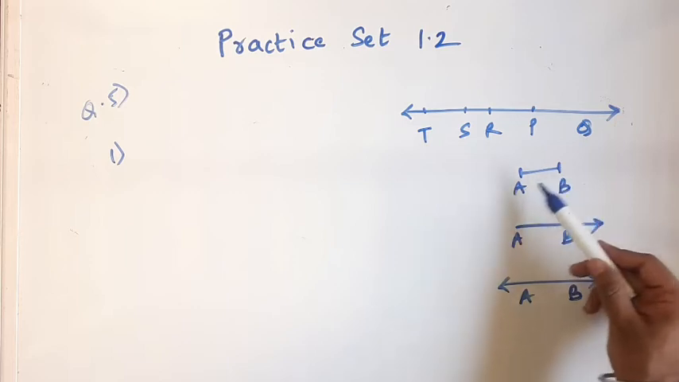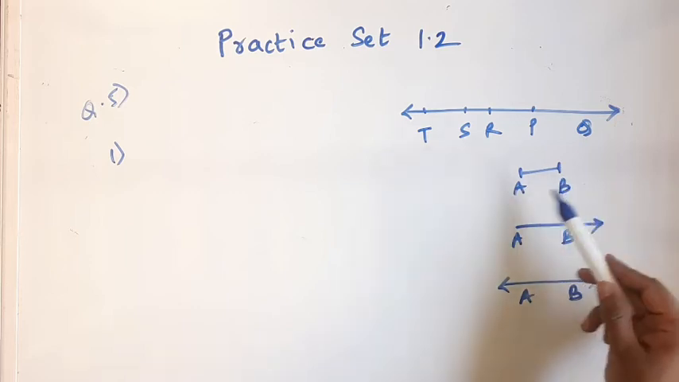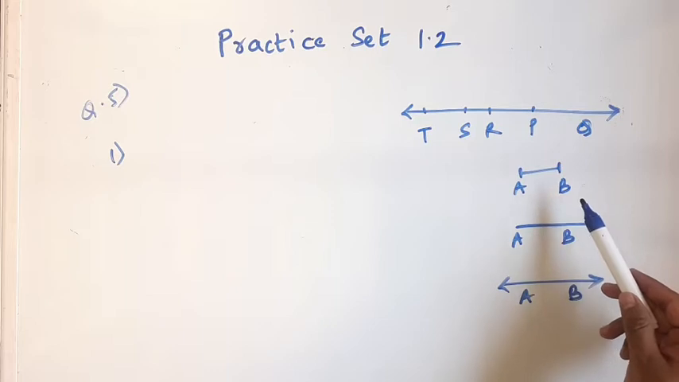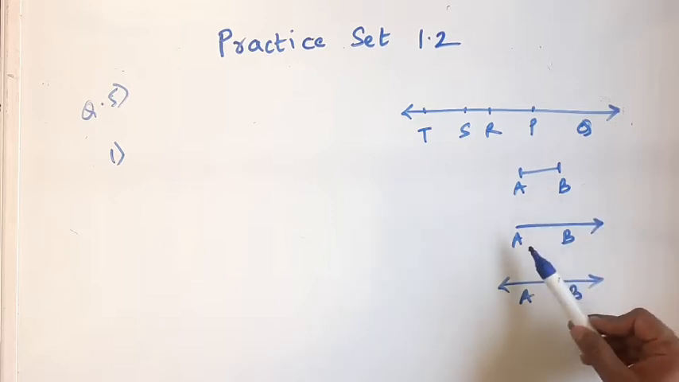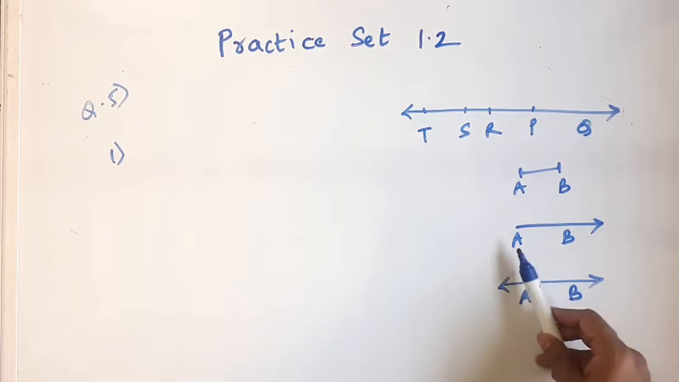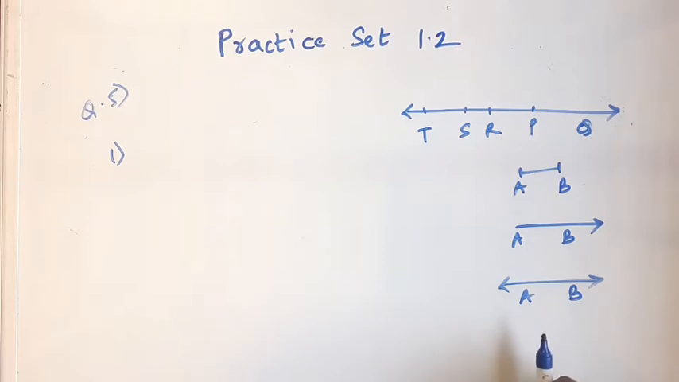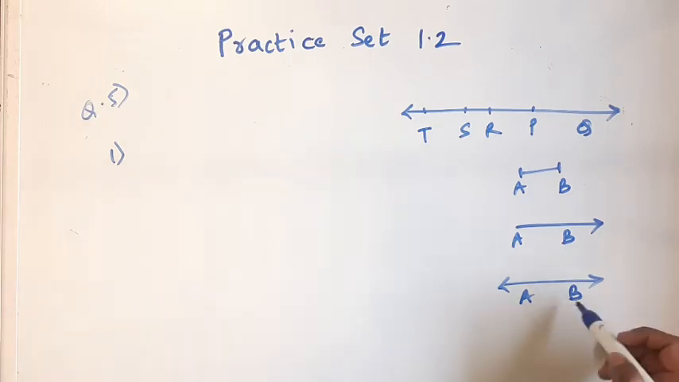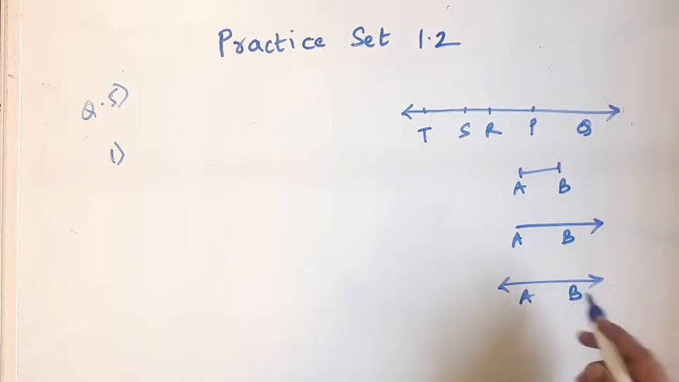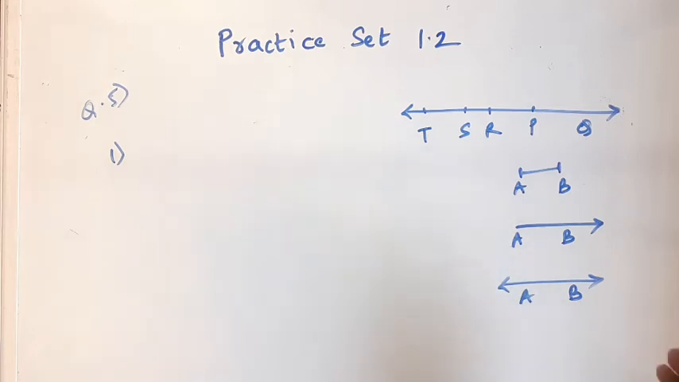A segment has 2 endpoints, so it is finite from both ends. A ray has 1 endpoint and it is finite from one end. From the other end it is infinite. And a line is infinite from both ends. So a line can be called line AB or line BA. The question arises, how do we make out the opposite rays?